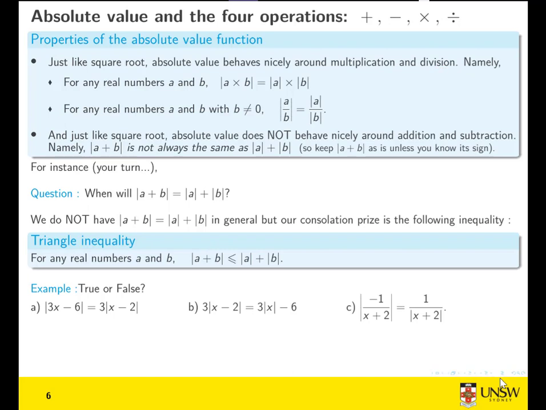The problem arises when you have addition. The absolute value of a sum will sometimes be the same as the absolute value of a plus the absolute value of b, and sometimes it will not be. Try to think for a few seconds of a case when they would not be equal. You may pause this video, try to find an example, and then write it down there.